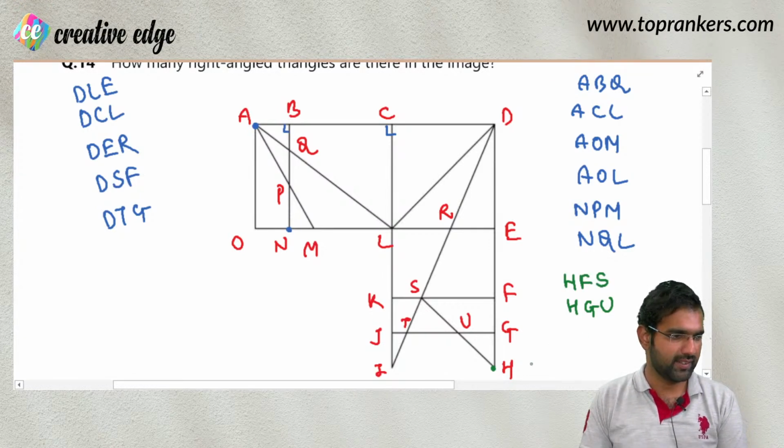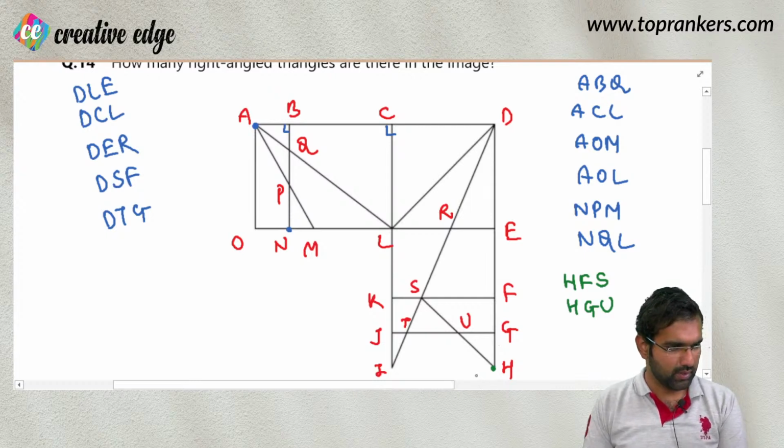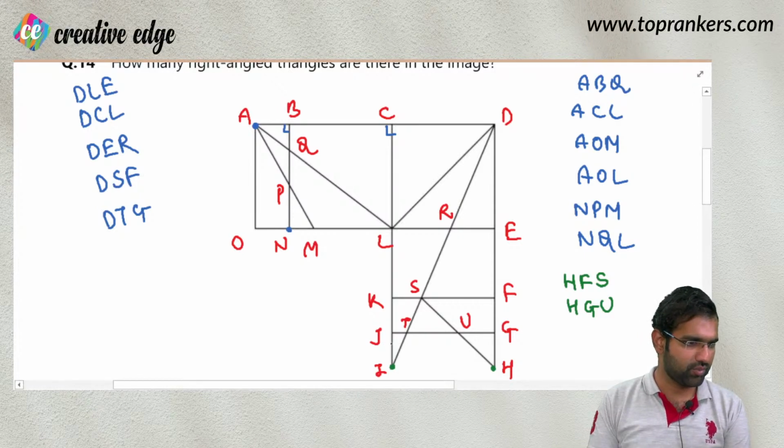HFS. I hope you all are seeing that. Not just that, if you continue from H, I think only these two can be created with H. I think nothing else is being formed. Yes, nothing else can be created with H. Now let's look at it from I's perspective. From I's perspective, it should be IJT.